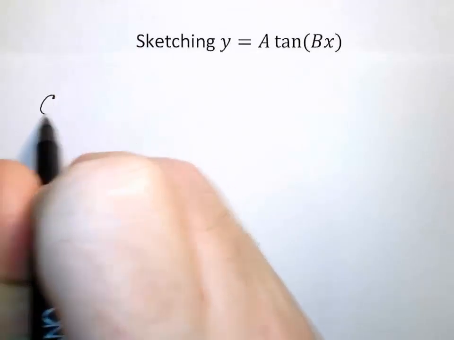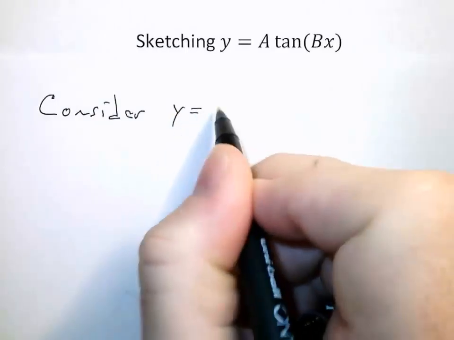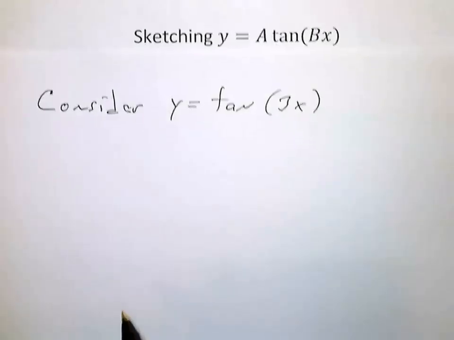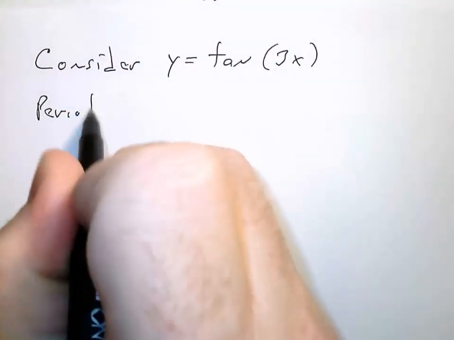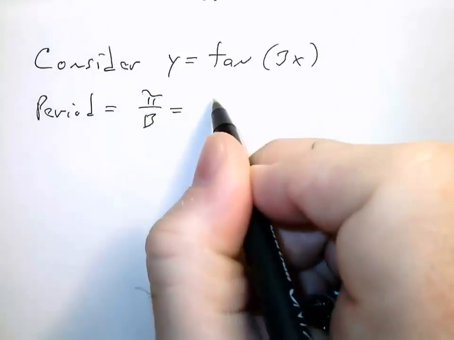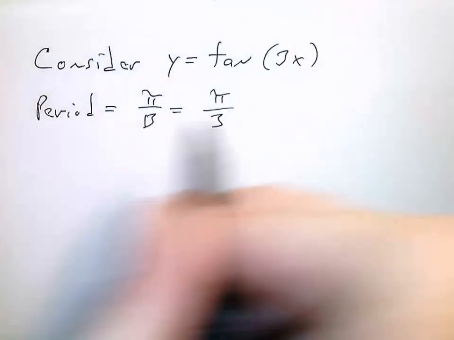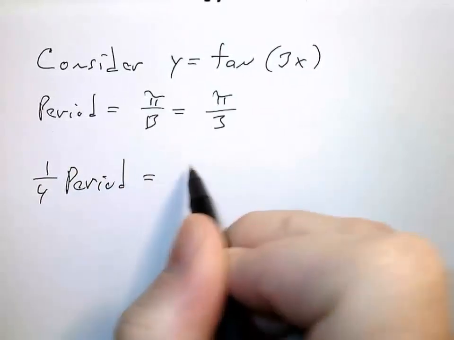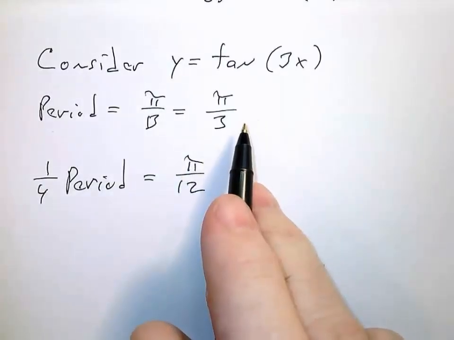Okay, now we'll consider another example of y equals a tangent of bx. So I want to consider y equals the tangent of 3x. So I know that my period, pi over b, is going to be pi over 3. So 1/4 of the period is going to be pi over 12. You multiply pi over 3 by a quarter, you have that.